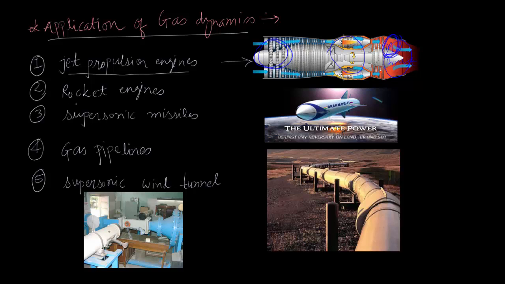The second example is of rocket engine. Rocket engines are similar to jet propulsion engine, except that in rocket engines the oxidizer is stored inside the engine. Next application is supersonic missiles. For example, BrahMos. India and Russia together have designed BrahMos supersonic missile.